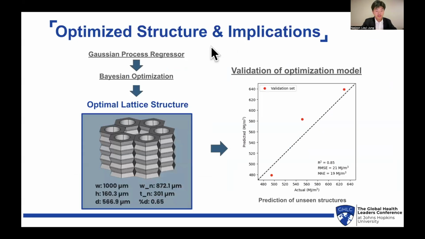Through the GP regressor and Bayesian optimization, I was able to create the optimal lattice structure as displayed in this slide. I also did a validation study. Using 3 points that the machine learning model hasn't seen before, I still obtained an R-square value of 0.85. This confirmed that the research process, the design process, machine learning, and the validation were all really accurate.